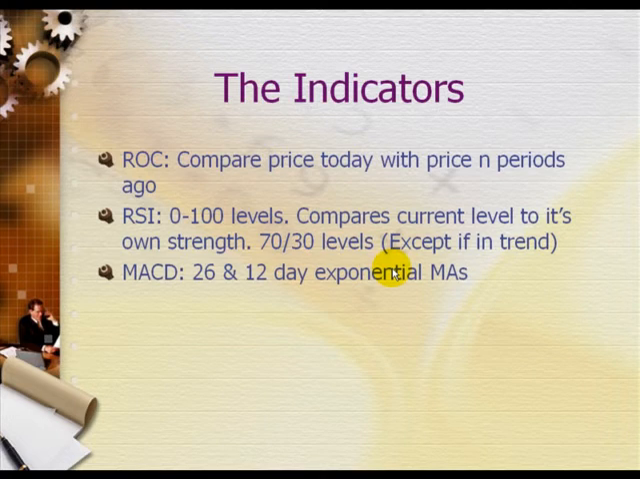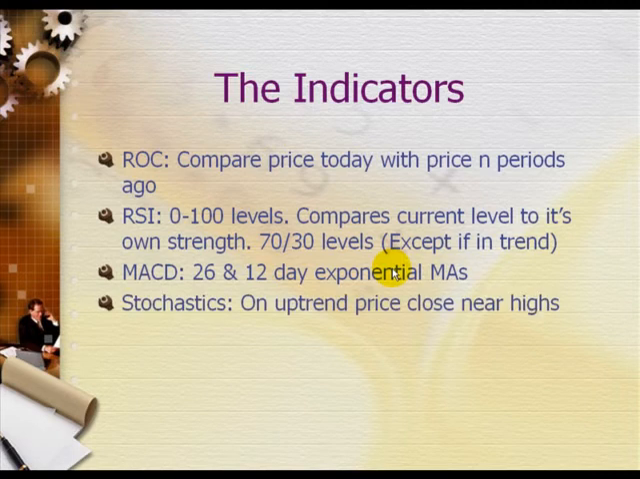I've described that before, the difference between the 26 and 12-day exponential moving averages. What about the stochastics? Well, again, the idea is on an uptrend, prices tend to close near their highs. When they stop doing that, the stochastic shows you mathematically some kind of indication here.